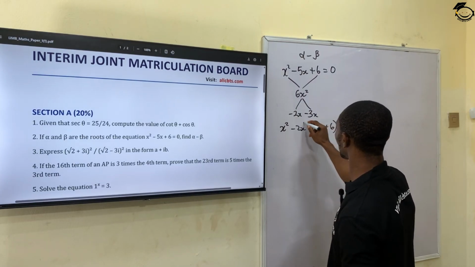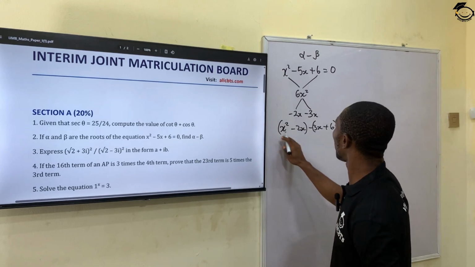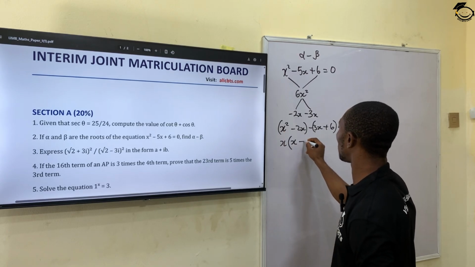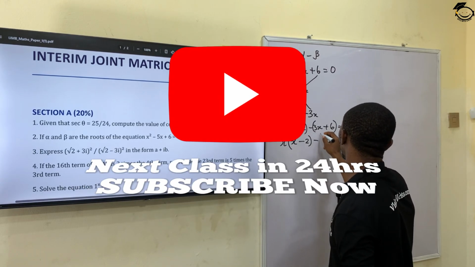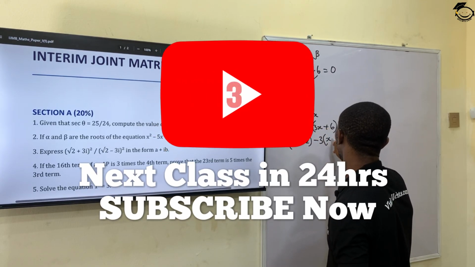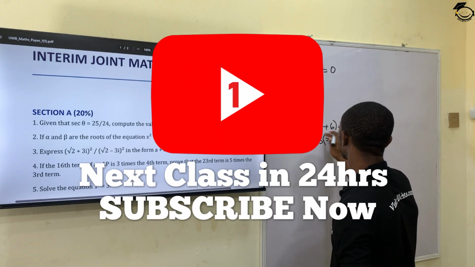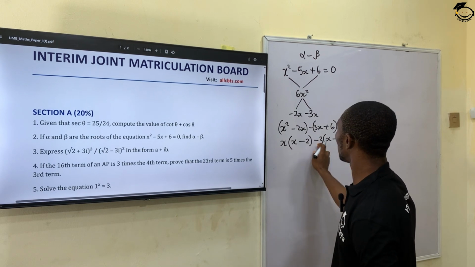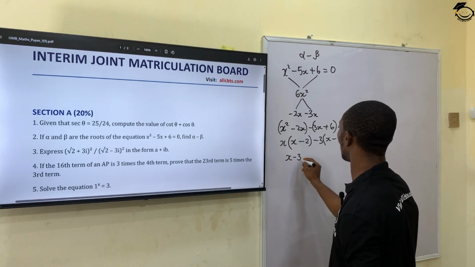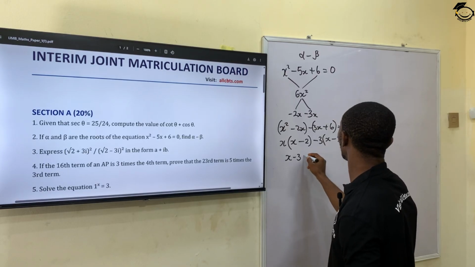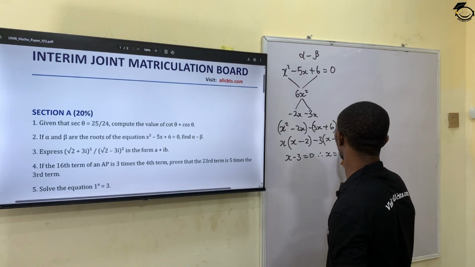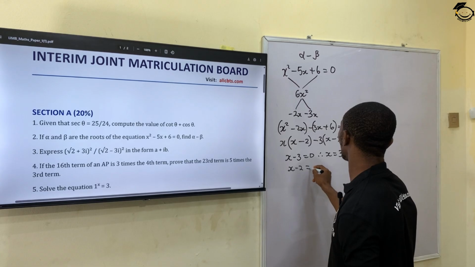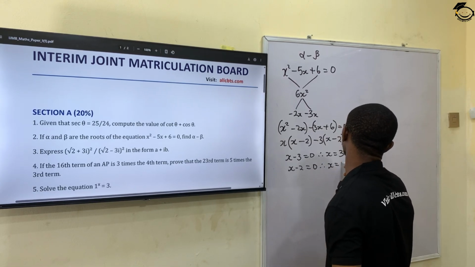So, grouping these two together, we are having x is common. So if you remove one x from here, we have x left minus 2, and minus 3 is common. If you remove 3 from here, we have x left. 6 divided by 3 will give us 2 equals 0. So bringing these two together, we have x minus 3 equals 0. So therefore, x equals 3, and x minus 2 equals 0. So therefore, x equals 2.